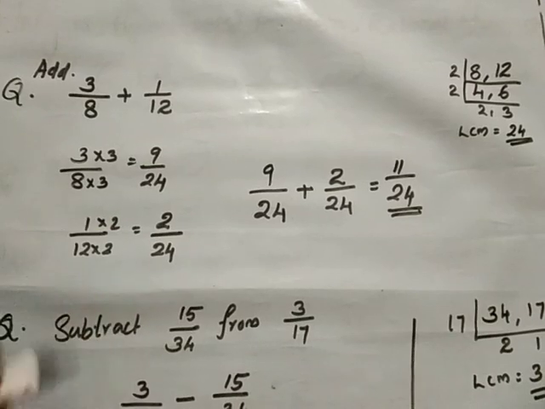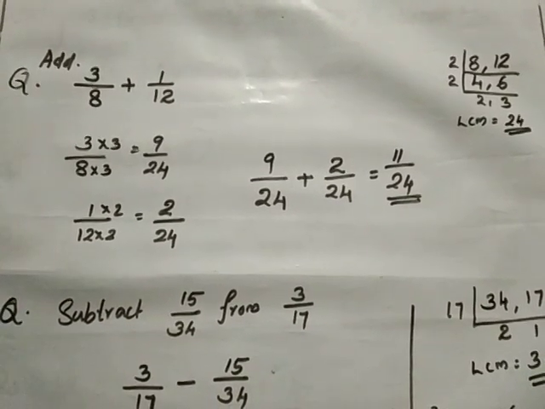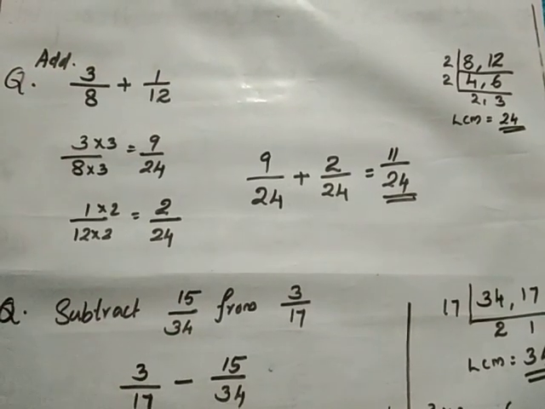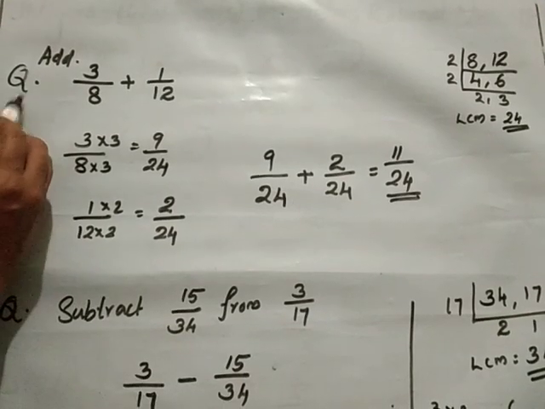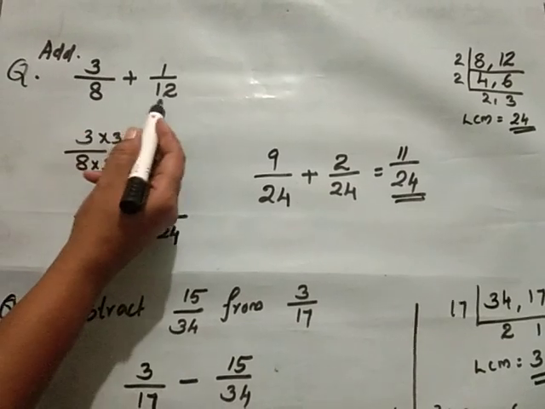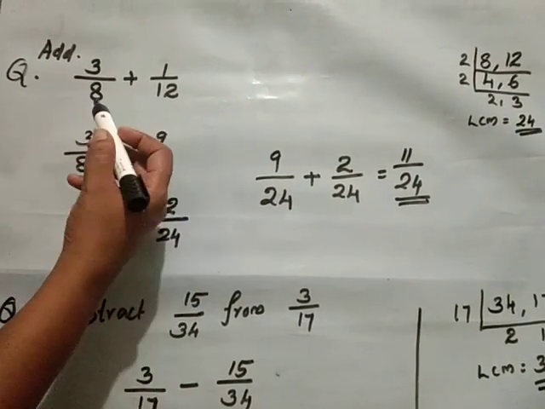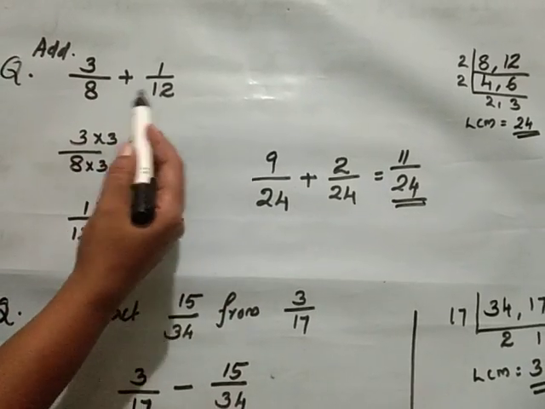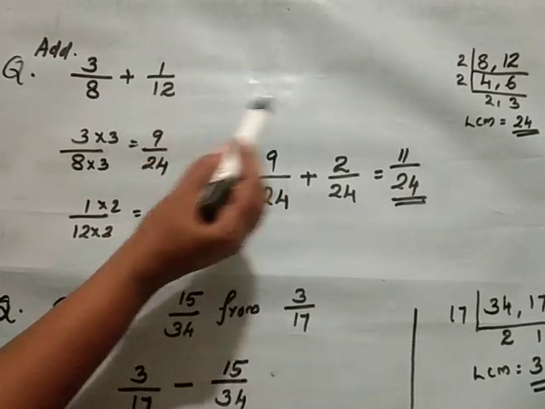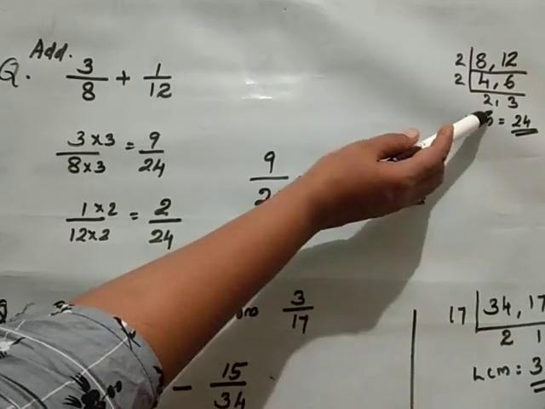We know all fractions are rational numbers. So rational number addition is actually like fraction addition. Here the first question, addition: 3 by 8 plus 1 by 12. Here look, the denominators are not the same. These are not like rational numbers. So first step, change them to like. How do we change them to like rational numbers? We find the LCM of the denominators. For the LCM, we do the prime factorization and find the LCM.